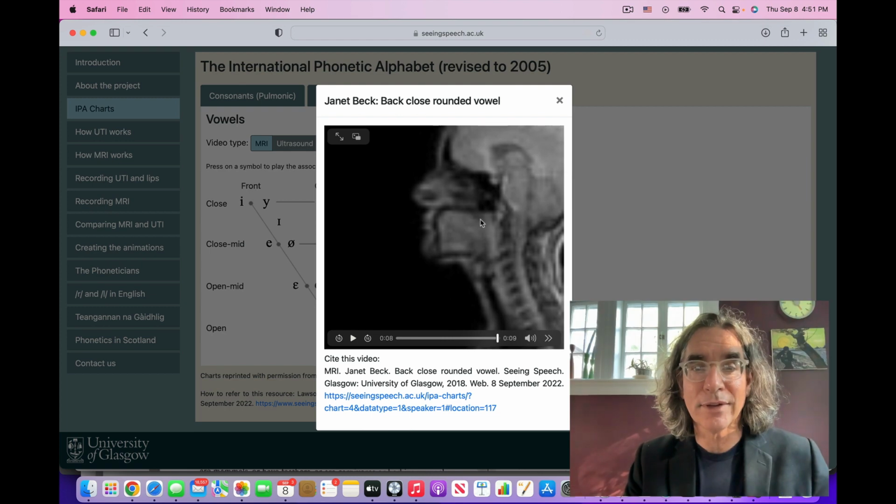So it's pretty obvious that the tongue is back in the articulation of oo. Another thing that you can notice in the articulation as well is that in oo and o, the lips are rounded, and you should be able to see the rounding of the lips during the vowel. I'll play that again for you.